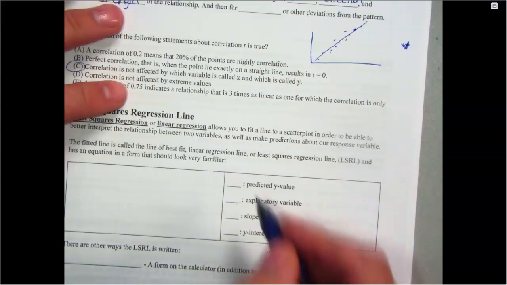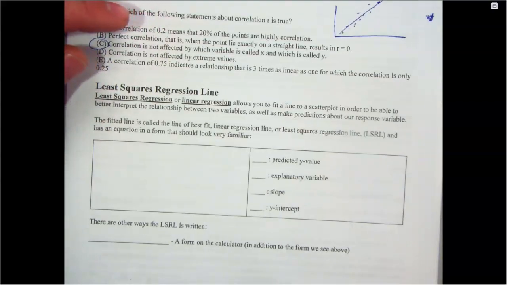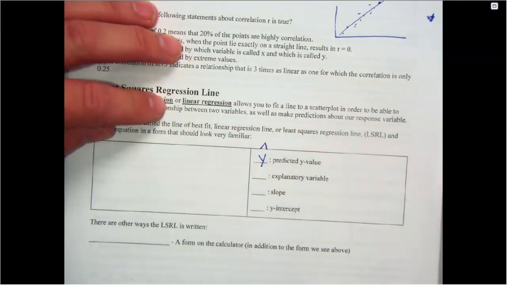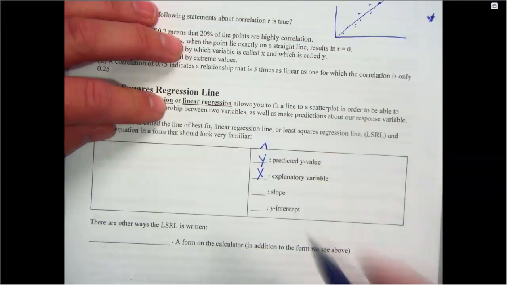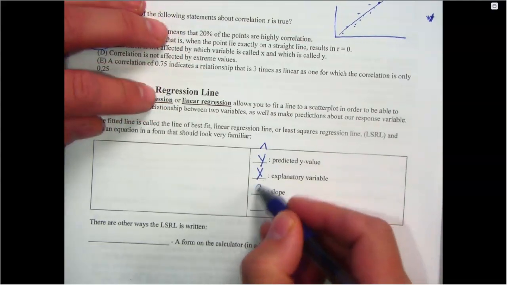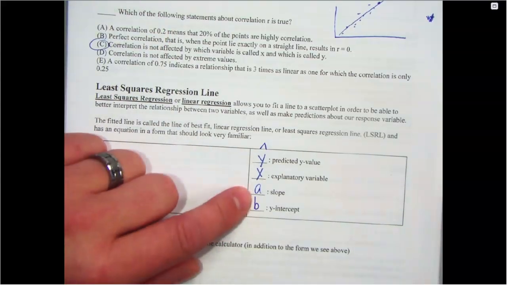So we've done this. What's the predicted Y value? How do we notate that? Y hat. You gotta put that hat on. Explanatory variable is X. Your calculator calls your slope A and your y-intercept B, although it doesn't matter. You can call this whatever you like.